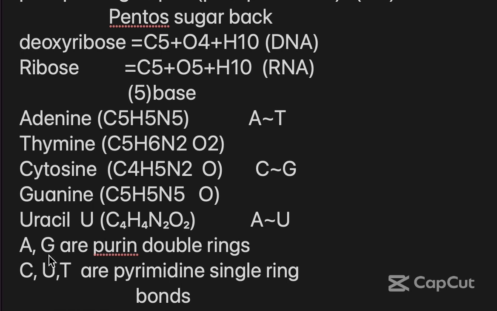A will always pair with T, A, T, and G, C in DNA. A, U and G, C will be in RNA. U takes the place of T in RNA. So A and G are purines, double ring. Purine means double ring. And C, U, T are pyrimidines, single ring.